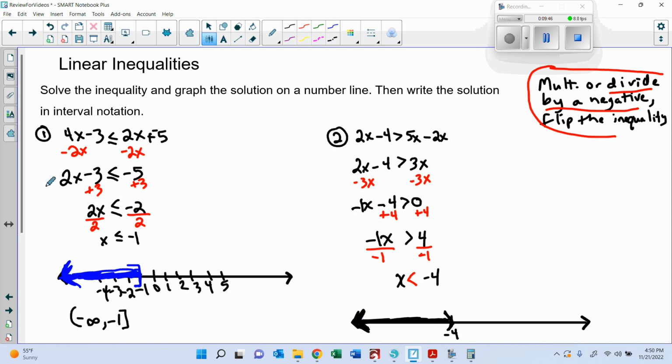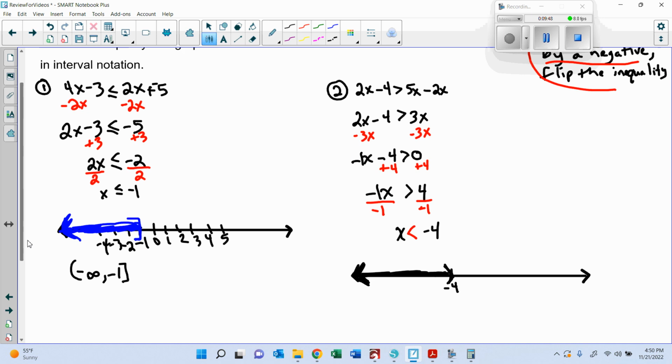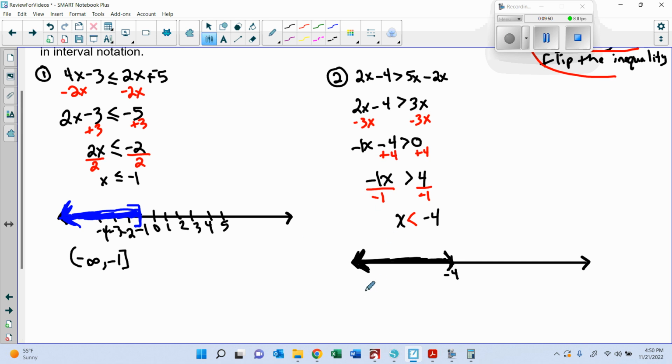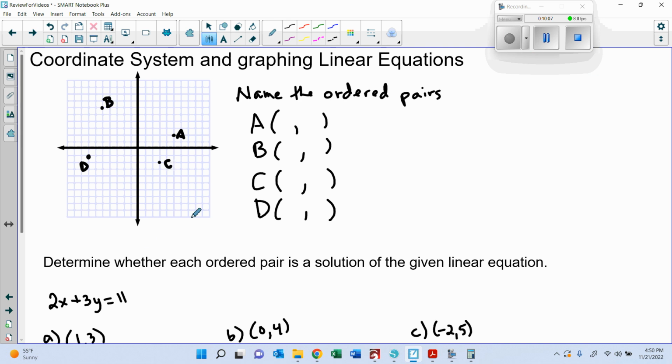Now I need to do my interval notation. So again, just like the other one, the arrow is an infinity, but since it's the left arrow, it's a minus infinity, comma, up to -4, and -4 is not included. Okay, so there's your review of inequalities.